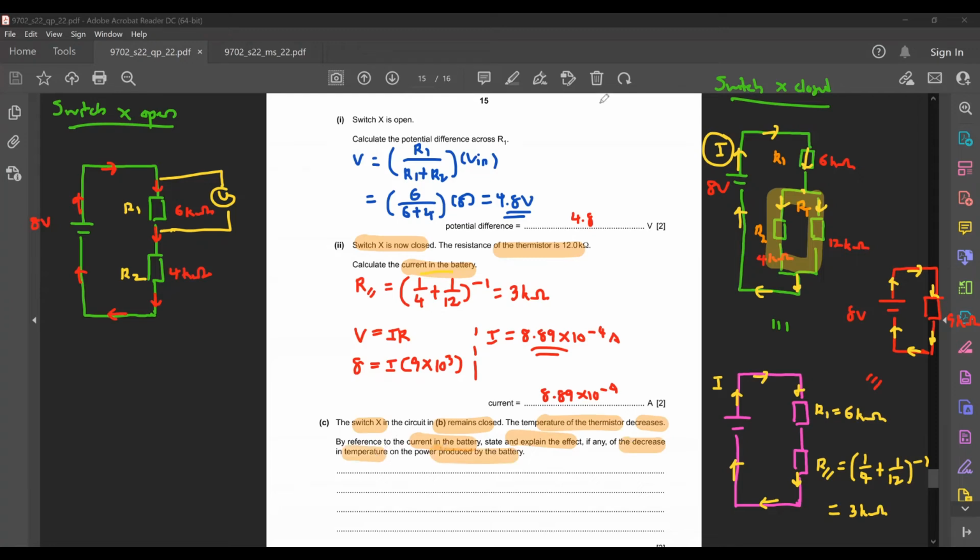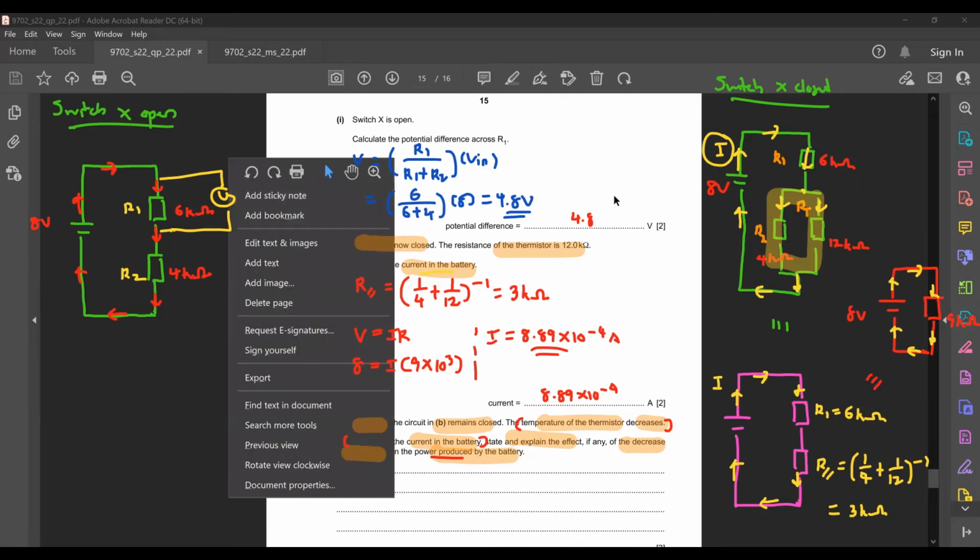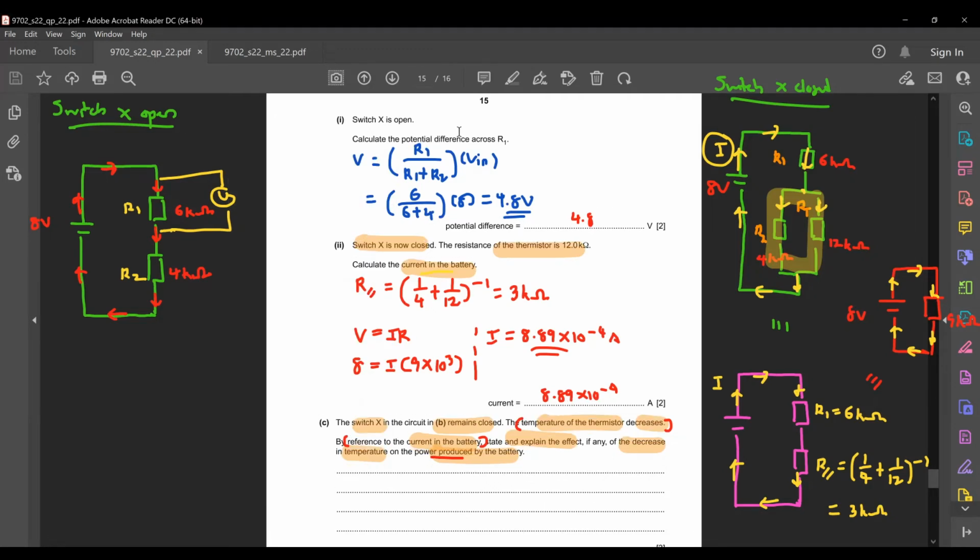Okay, so there are a few things here to note. They tell you the temperature of the thermistor decreases. They want you to make reference to the current in the battery, and then subsequently explain what happens to the power produced by the battery. Okay, so this one is worth 3 marks. First thing you can probably say here is this.